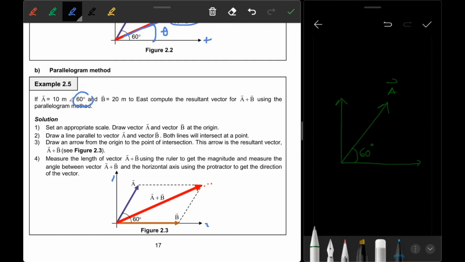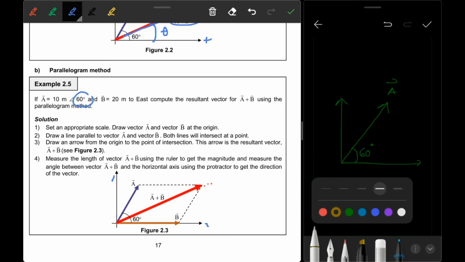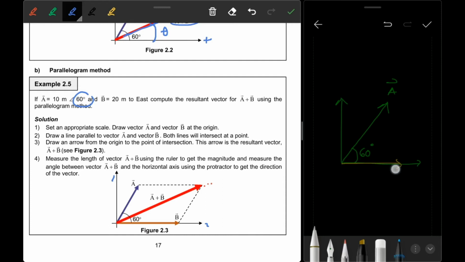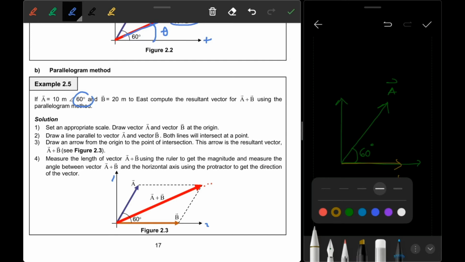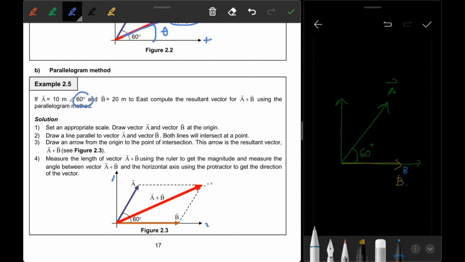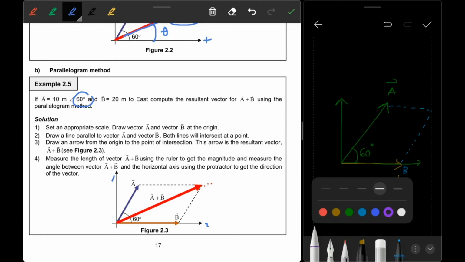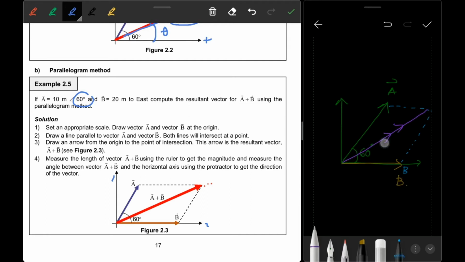And then vector B is 20 meter to east. Just like before, we use another color. This is vector B, to east. So how are you going to find the resultant? Look at this part. This is vector A, this is vector B. So make a complete parallelogram, and then the diagonal will be the resultant. This is the diagonal, so this one is A plus B.